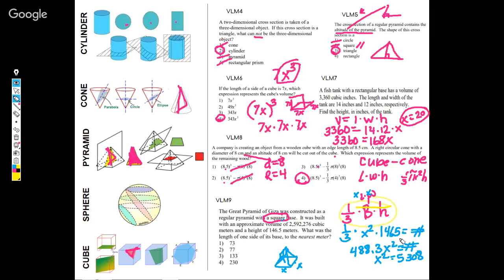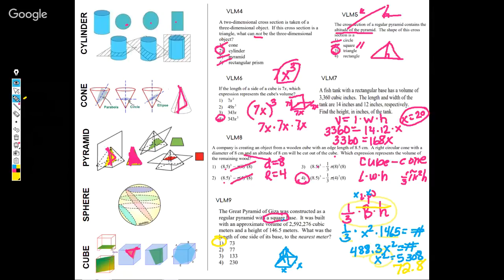So then I multiplied 1/3 by 1,465. That gave me this. I divided both sides by this to isolate the variable and get x squared by itself. And then we have to take the square root to get the number, and the square root will give us 72.8. So my answer is going to be choice 1.